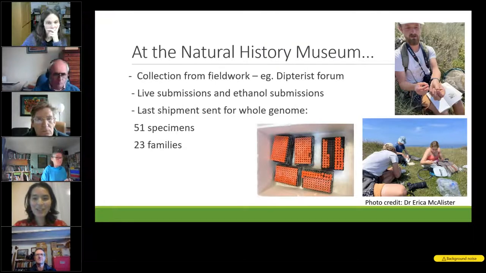Thanks, Dave. So at the Natural History Museum, we collect specimens in various different ways. Sorry, Erica, I stole these photos from your Twitter, but these are from the Dipterists Forum, which was, of course, a big event that occurred in June in Cornwall, where I think many people here would have gone and assisted in collection. So we managed to collect almost 400 specimens. So not all Diptera, there was a various mix as well. So those specimens would have been processed and gone also for barcoding. And within those, we managed to send a shipment at the bottom, which includes up to almost 500 tubes. Within those, 51 Diptera specimens from 23 families. So we do fieldwork collection. However, we also receive lots of live submissions and ethanol submissions from various collectors. Next slide, please, Zoe.